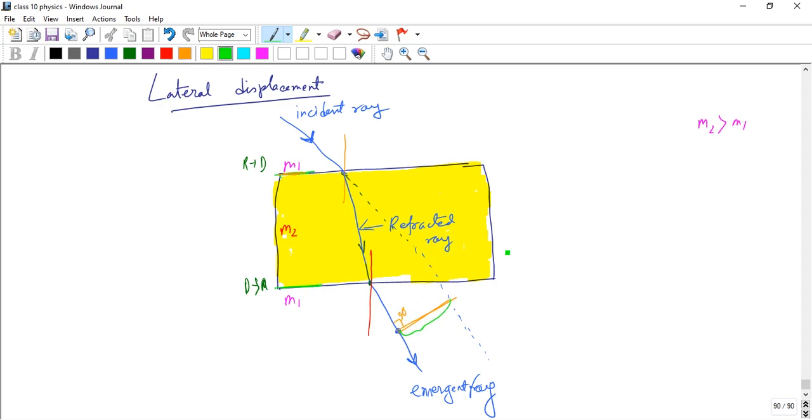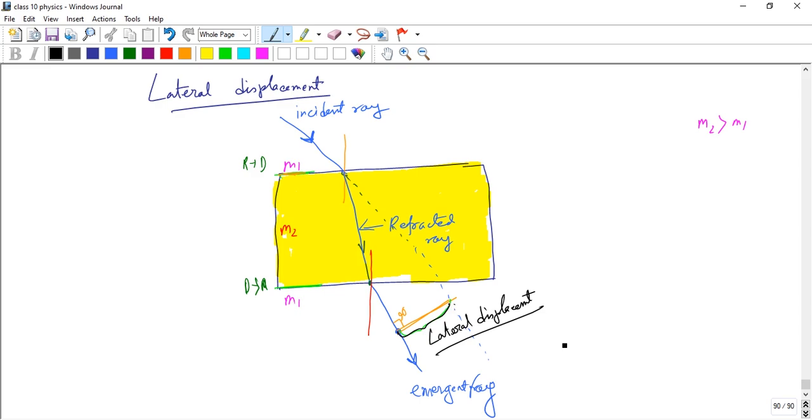Actually, if there is no glass slab here, the light travels in a straight path. But due to the glass slab, the mismatch of density makes the light travel here. So here is a displacement. That displacement is called lateral displacement. This distance is called lateral displacement.